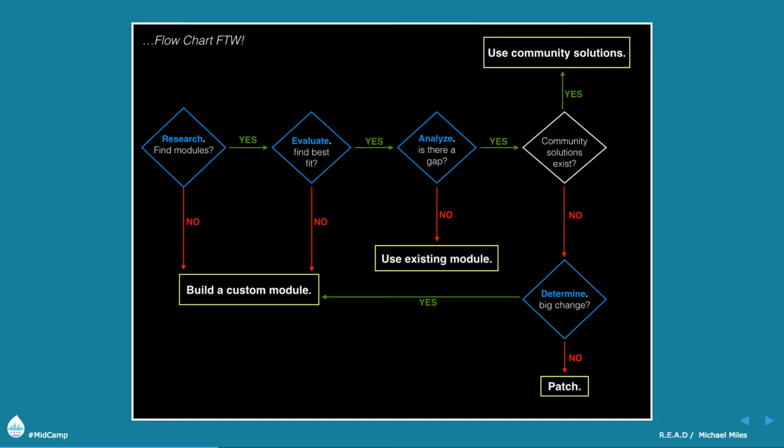If there is a gap, check the community. Is there a solution that exists to close that gap? If there is, use that community solution. If there isn't, then determine how big of a change you have to make to that module to close your gaps. If it's a small change that doesn't drastically alter the module, write a patch for it. If it's a big change or you're drastically altering the module, then build a custom one. So I know this chart makes it look like most of the time you're going to build a custom module, but I can tell you from my experience, more likely than not, you're either going to use an existing module or use an existing module with a community solution. Patching and building custom modules are usually the last avenues you have to go down.